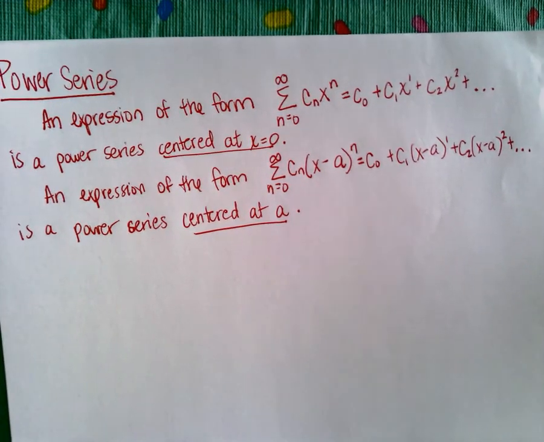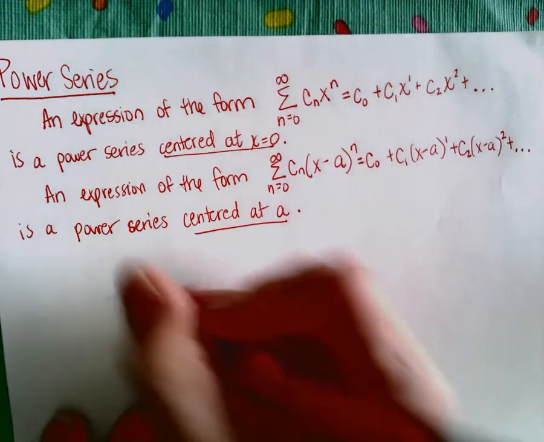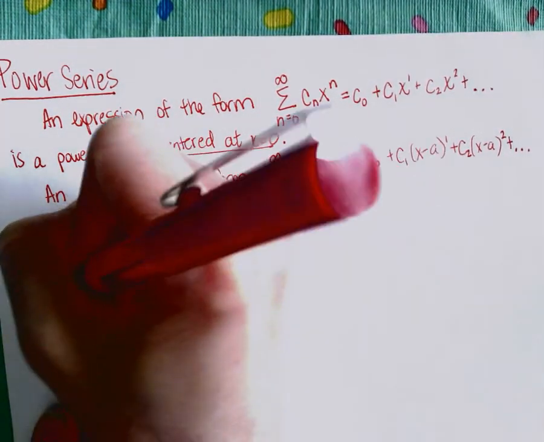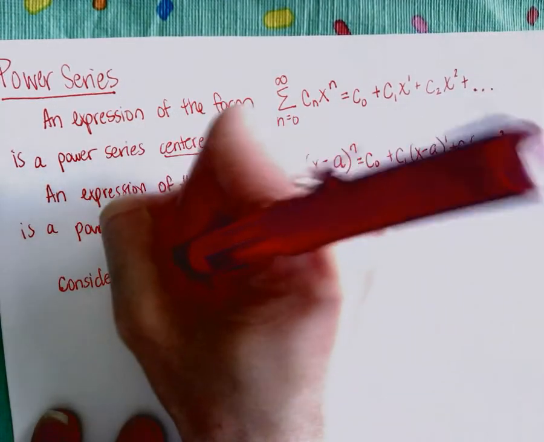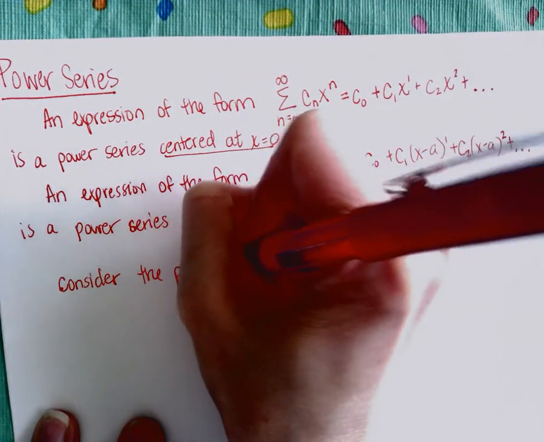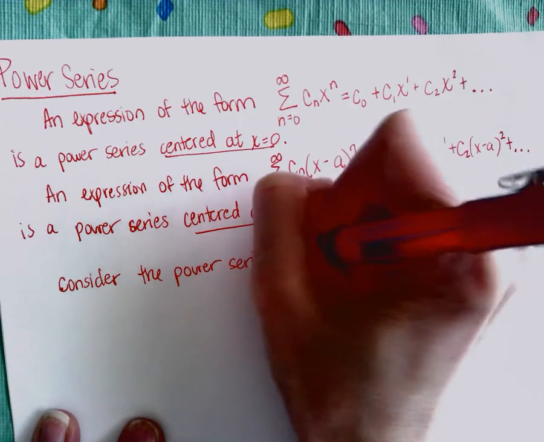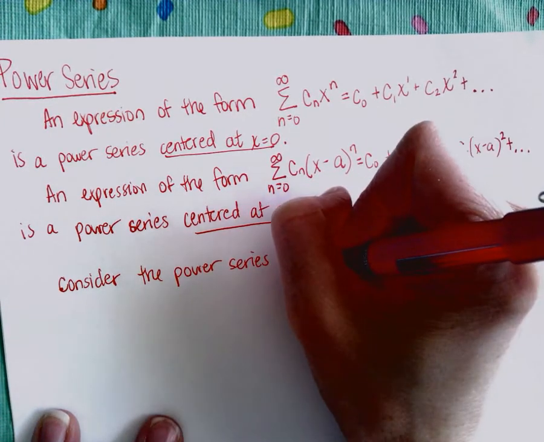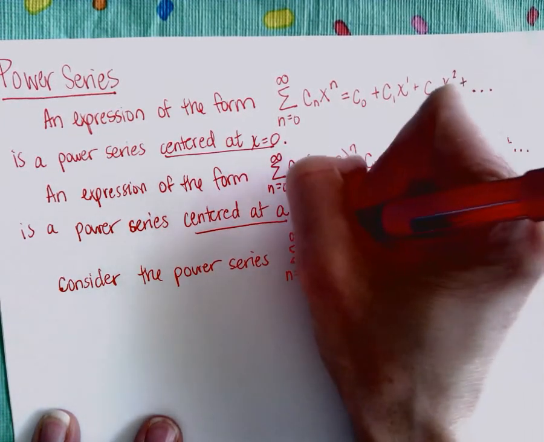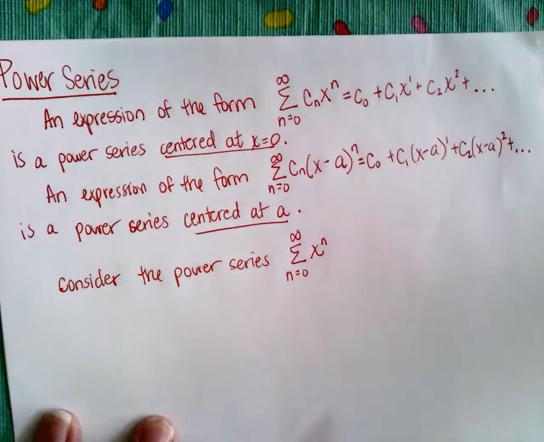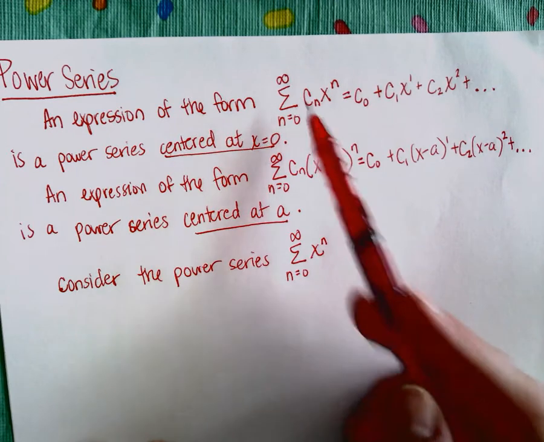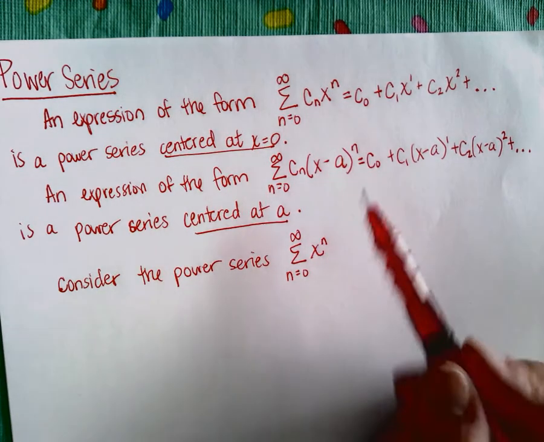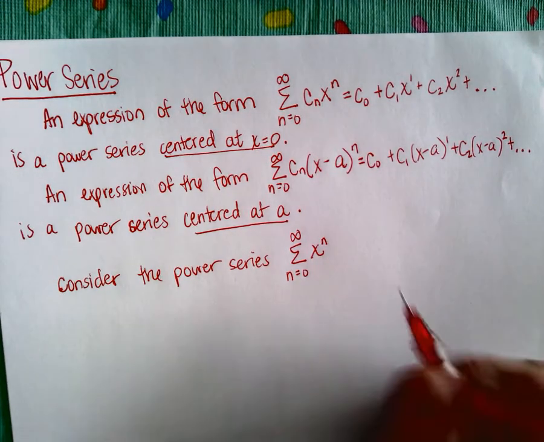Okay, so let's just for a minute consider the power series, the sum from n equals 0 to infinity of x to the n. So our most basic power series, where the c sub n series would just be equal to 1.